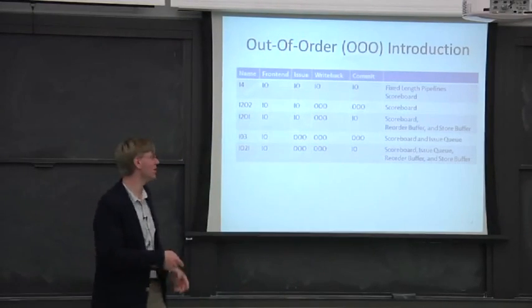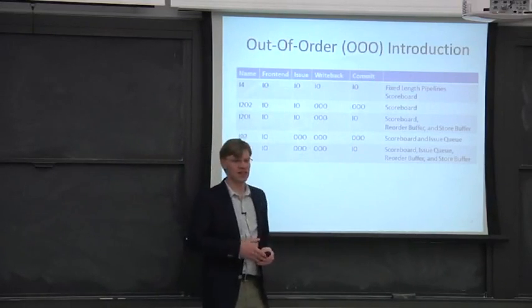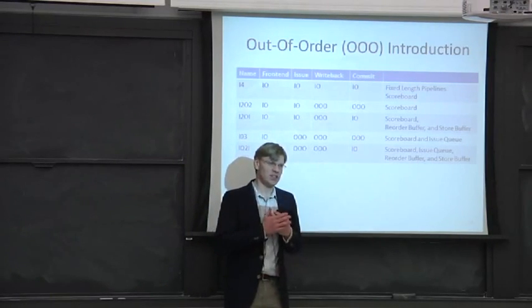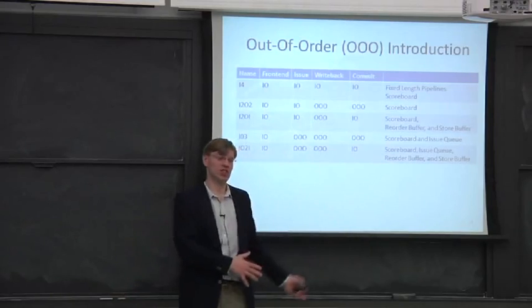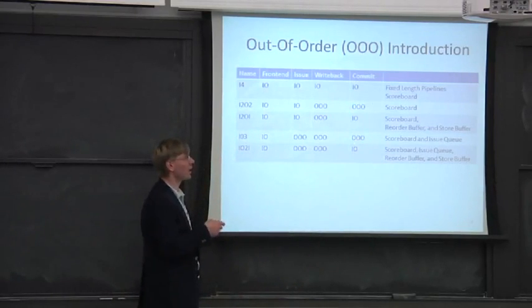Different choices there. And then finally, commit. So this is saying, yes, I actually want these instructions to commit. And after that point, you're not able to roll back the machine state to a previous state. And we're going to look at machines where that's both in order and out of order.